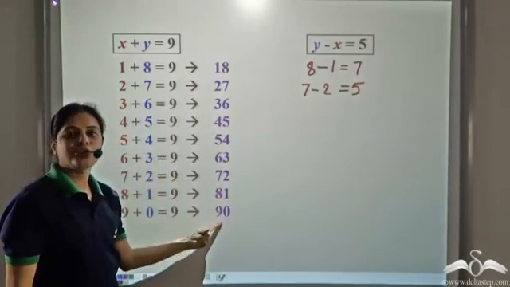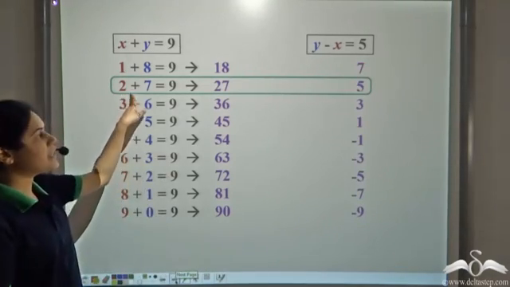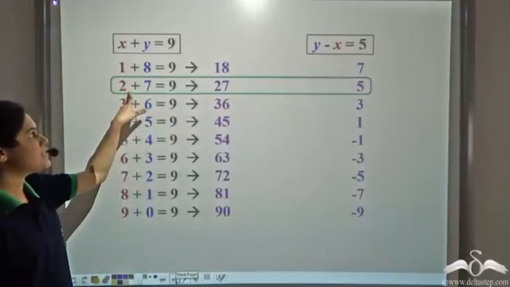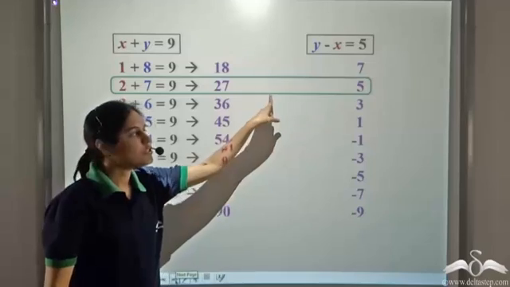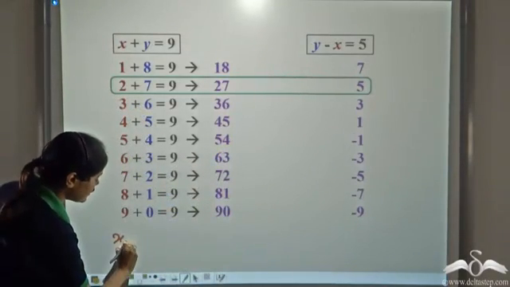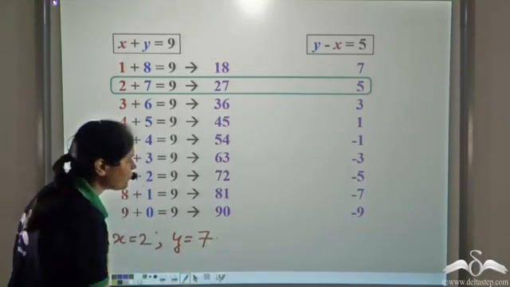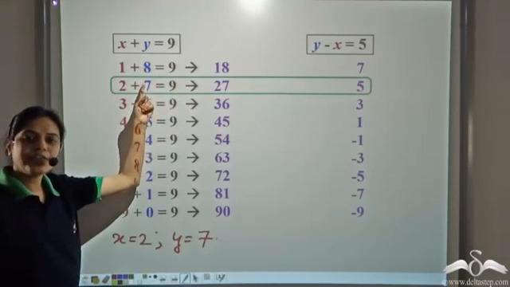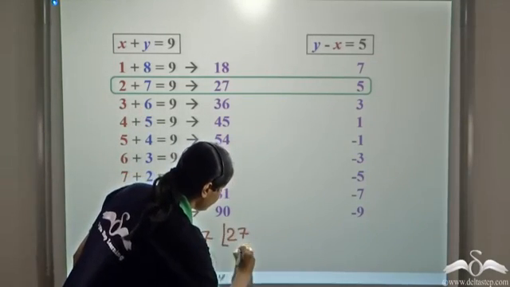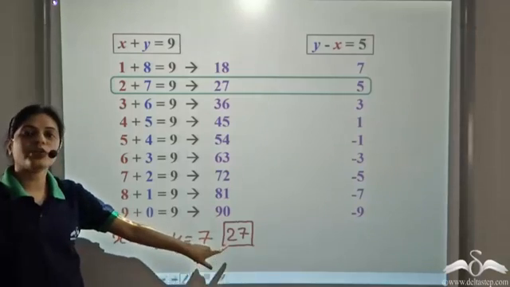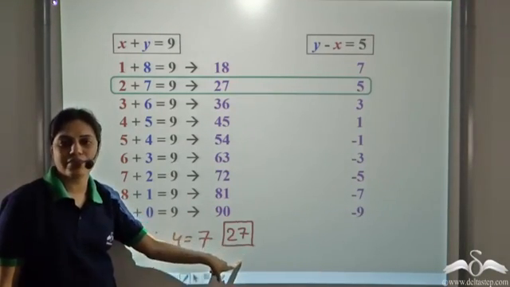So similarly, we calculate for all the values. And we see that there is only one value, for which both the equations are satisfied. So if x is equal to 2, and y is equal to 7, then both the equations are satisfied. So my number is 27. So now you can tell me for sure that the number which I have thought is 27.